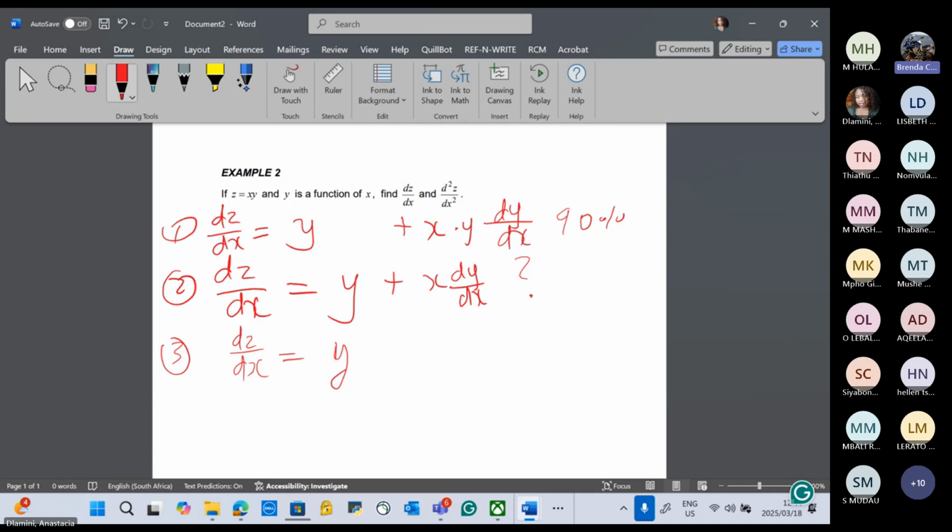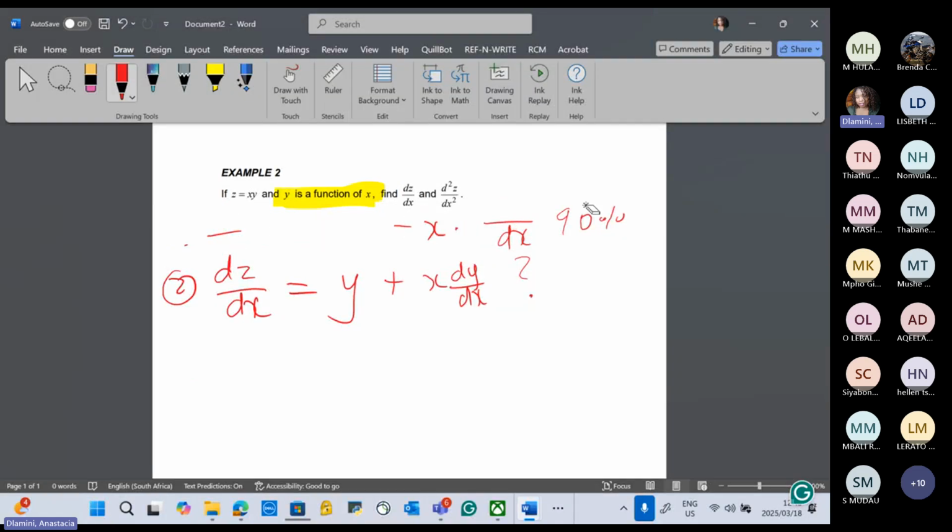I think it's because we are told that y is a function of x. Well done. Do you see that, guys? Because we are told that y is a function of x. Maybe at some point y is equal to sine of x squared. We don't know. But we are told that y is a function of x, meaning that we have to differentiate it. Therefore, number 3 is not right. Number 1 is not right. But I think number 2 is right.